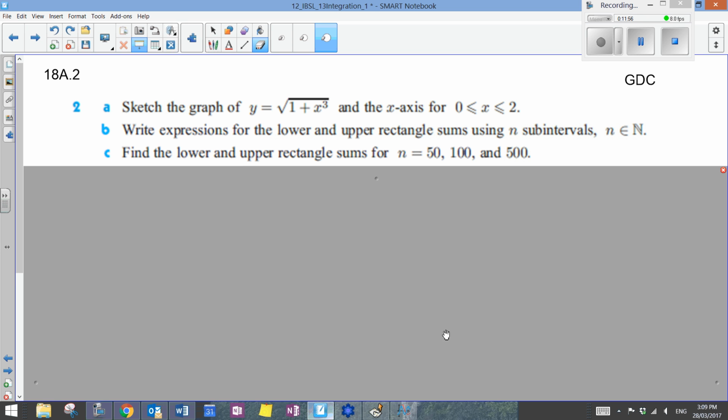Sorry, 0 to 2. Write an expression for the lower and upper rectangle sums using n subintervals. So again, 0 is going to be our a value, 2 is our b value. To find the width, it's (b − a) over your subdivisions. So this would be 2 minus 0. And we are using, okay, it could be 50 subdivisions, 100 subdivisions, 500 subdivisions, so just divided by n.